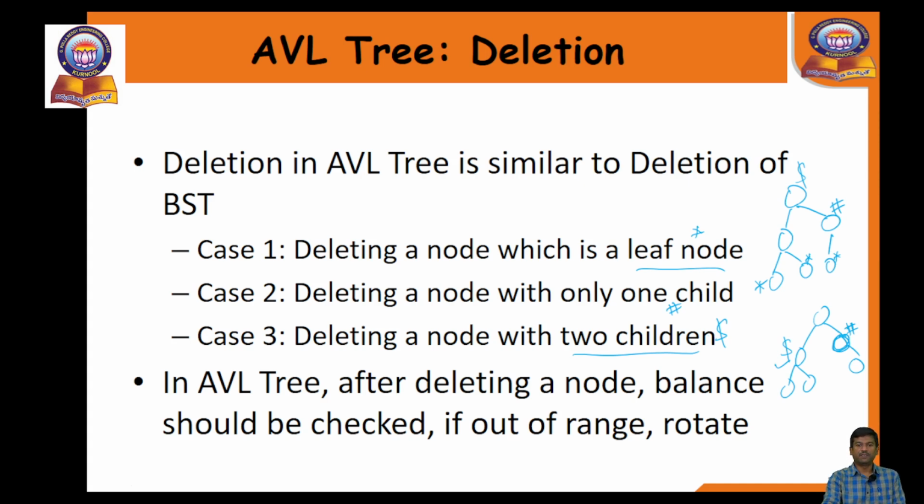So in an AVL tree, after deleting a node, the balance factor should be checked. If the balance factor is out of range, then you have to perform rotations. What kind of rotation is involved? It depends upon the scenario, or upon the affected node. As we discussed in the previous part, whenever by adding a new node or by deleting a node, the balance factor of a node gets changed and goes beyond the range, that is the affected node.